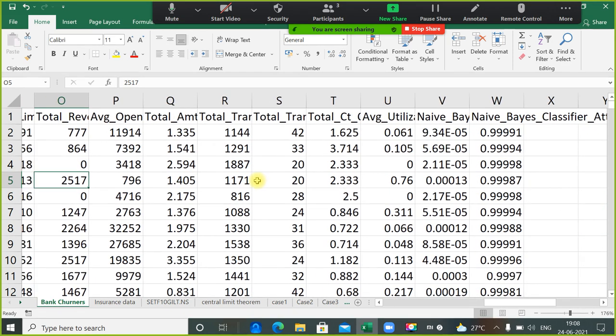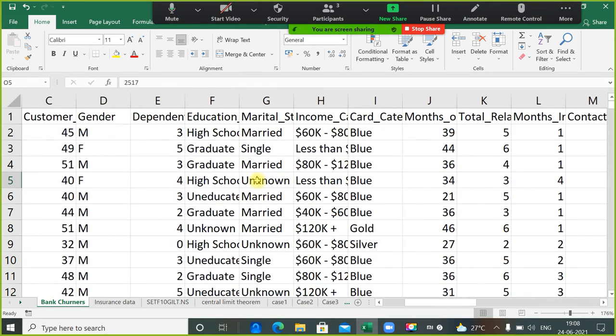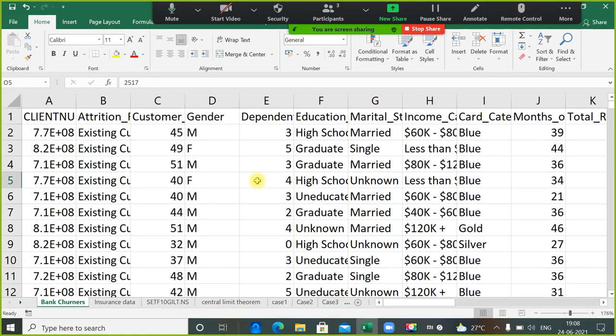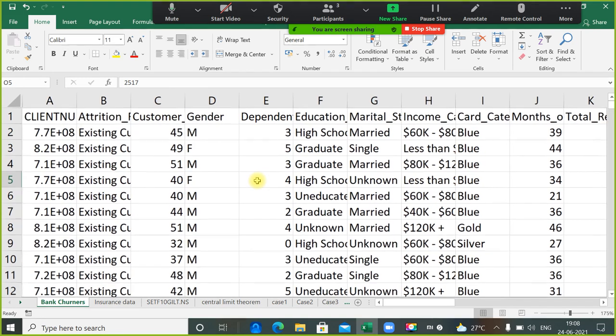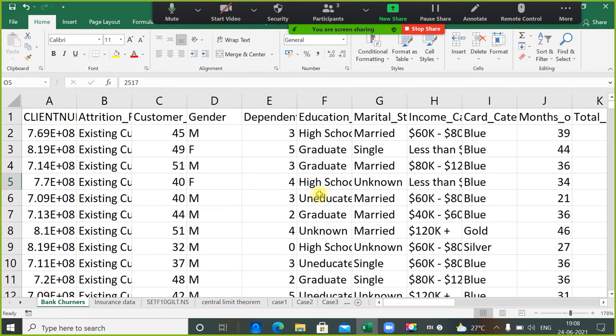So here we are concentrating not on building a model; now we are trying to understand the statistics, like how to apply statistics to understand this data.